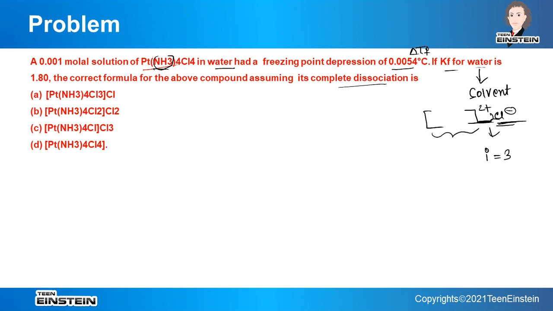Now we have to choose which case applies. If you consider this complex, it will dissociate as Pt(NH3)4Cl plus and Cl minus, so the i value is 2. For the second one, you will get the cation, the moiety inside the coordination sphere, and 2 Cl minus, that means the i value is 3. Here the i value is 4. Here the i value is simply 1, because it is not dissociating; outside the coordination sphere there is no ionic bond. So if we know the i value, we can easily understand the formula.